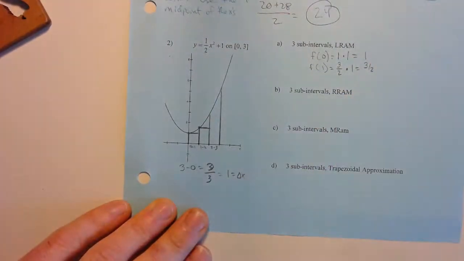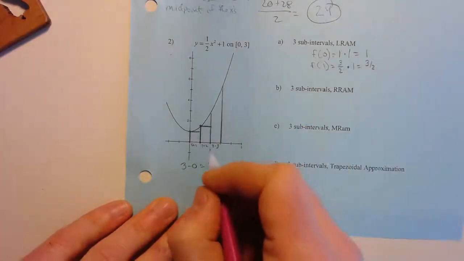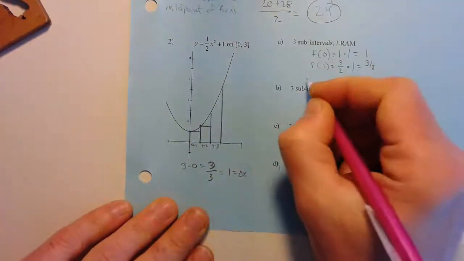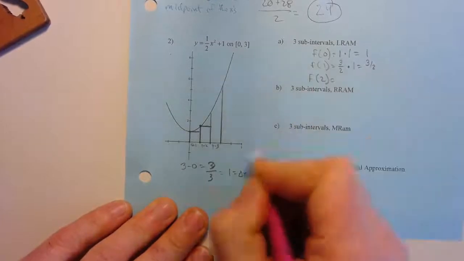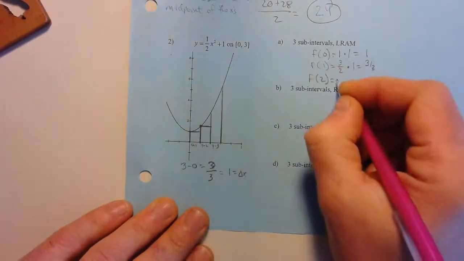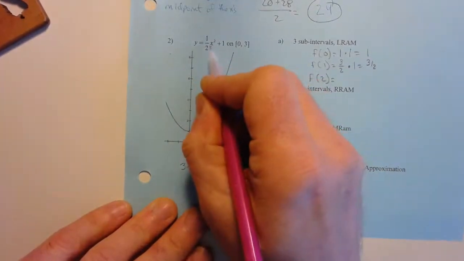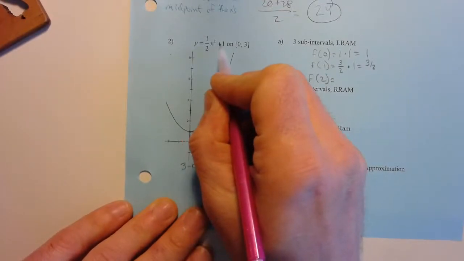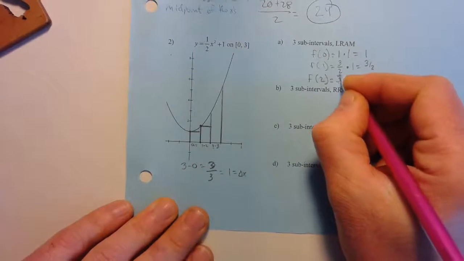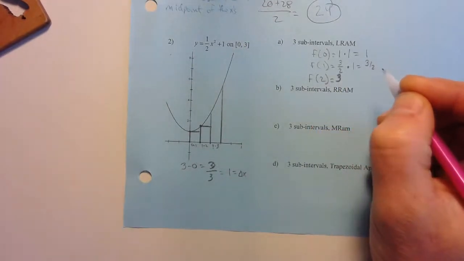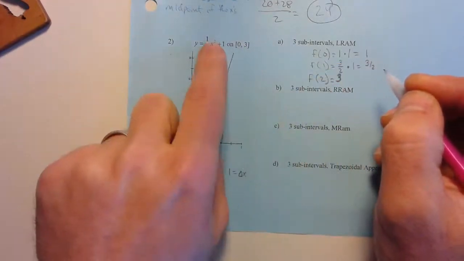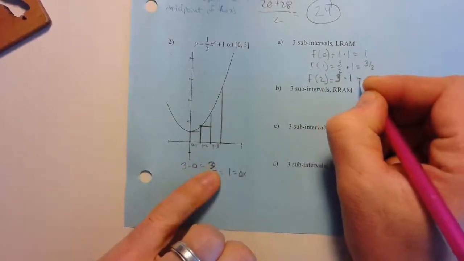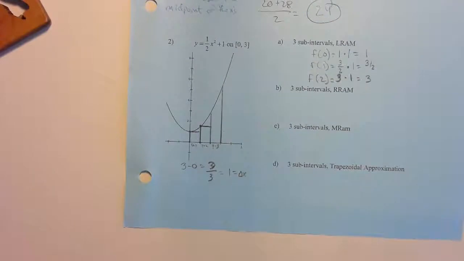For the third subinterval, I'm going between 2 and 3. I'm using the left endpoint, so 2 is the left endpoint. I'll plug that in. So 2 squared is 4, times 1/2 is 2, plus 1 is 3. I'm getting these values just by plugging into the function. What's the width of it? The width is 1. The area is 3.